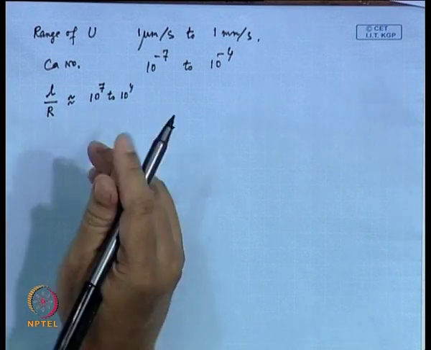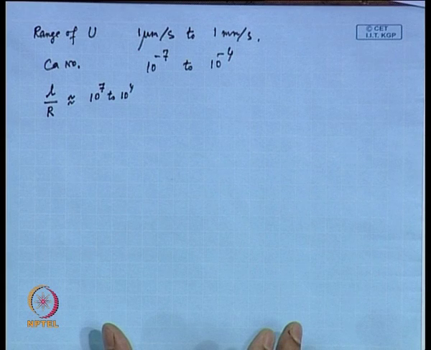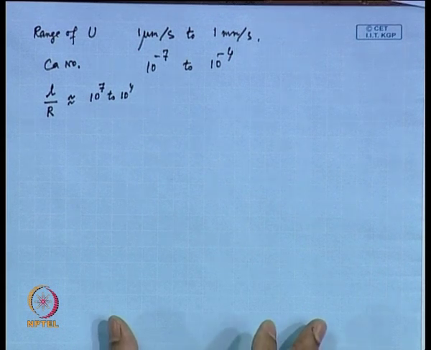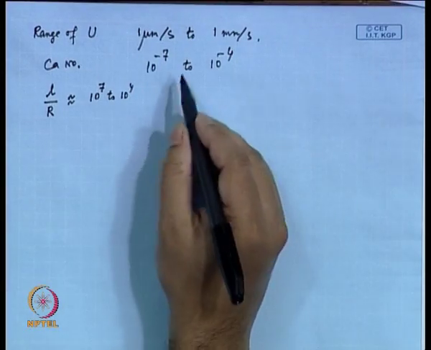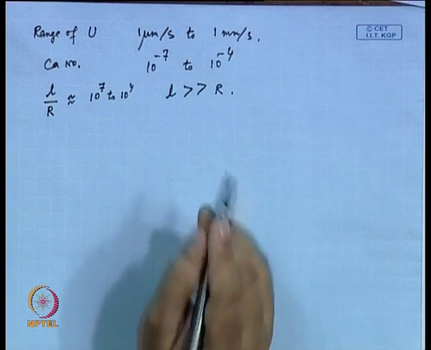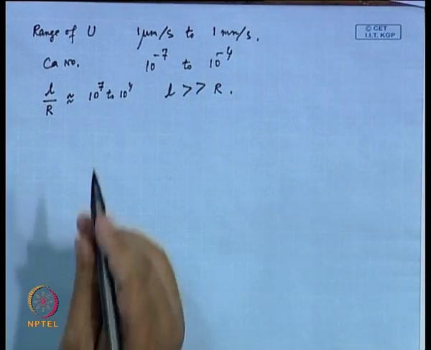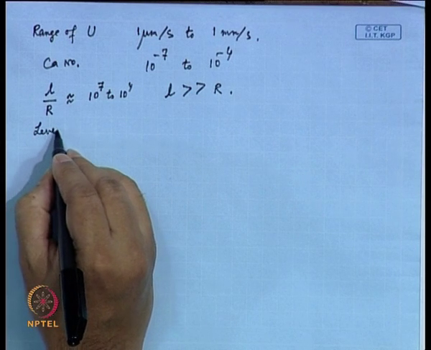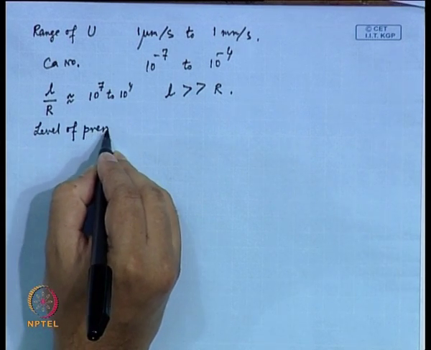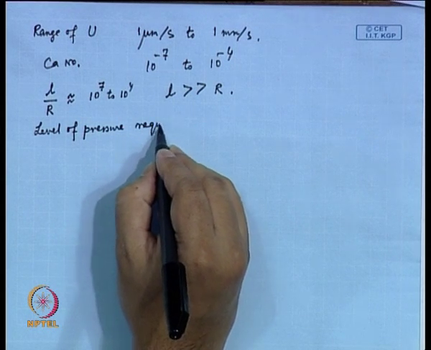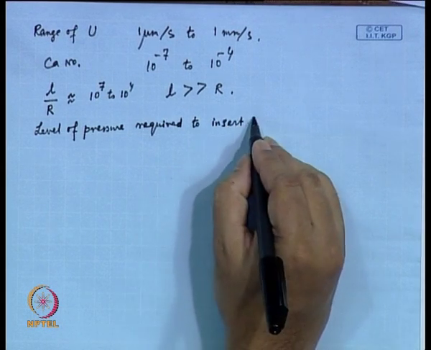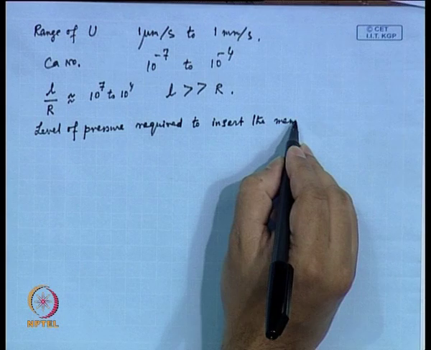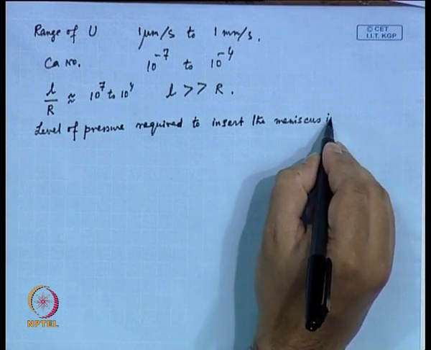So, can you imagine what would be the length of the slug we are looking at? The length of that liquid slug, which is equivalent to the Laplace pressure, or the capillary pressure corresponding to that bubble, is of this order. What this means is L is much higher than R. So, this basically shows the level of pressure required to insert the meniscus in the capillary.